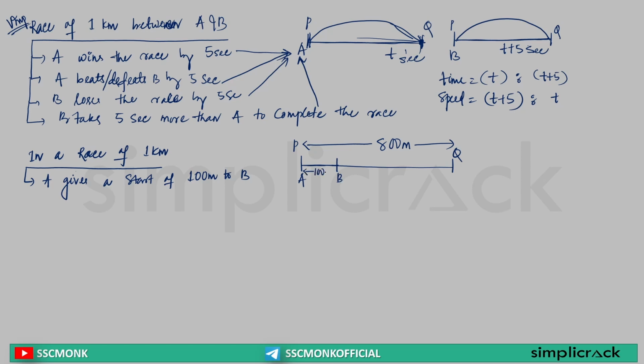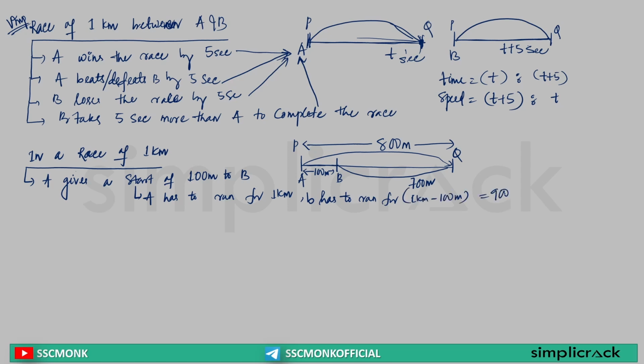So what is the distance? 100 meter. That means A has to run for 800 meter, B has to run for 700 meter. This means, for example, here we are talking about 1 kilometer. A has to run 1 kilometer. B has to run for 1 kilometer minus 100 meter head start, which is equal to 900 meter. Clear? This was an example I have quoted you.